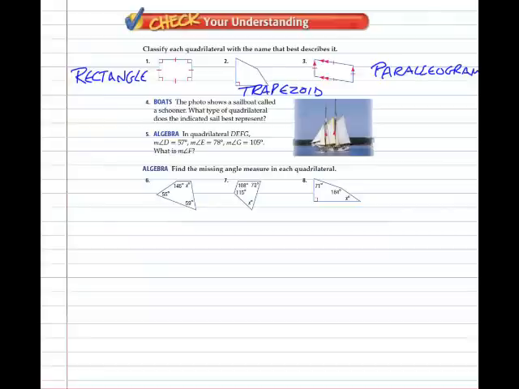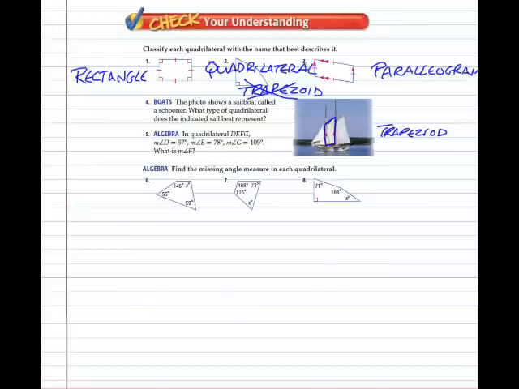In the figure, the photo shows a sailboat called a schooner. What type of quadrilateral does the indicated sail best represent? Kind of hard to see here. Looks like this. Again, 1 pair of parallel sides makes this a trapezoid. Trapezoids have 1 pair of parallel sides, which means we have to go back and change this definition. This is simply a quadrilateral. No parallel sides means not a trapezoid.